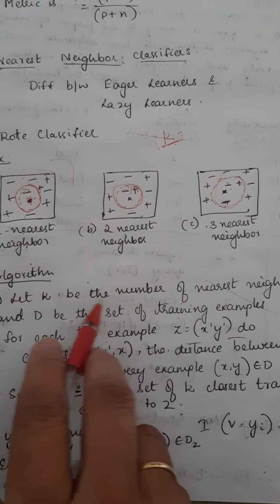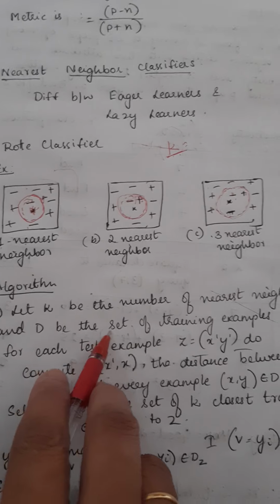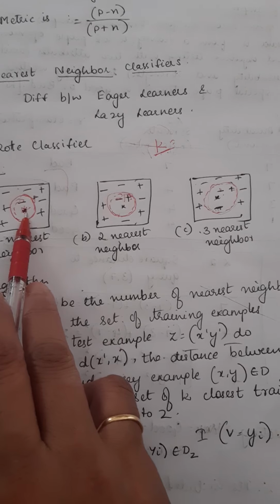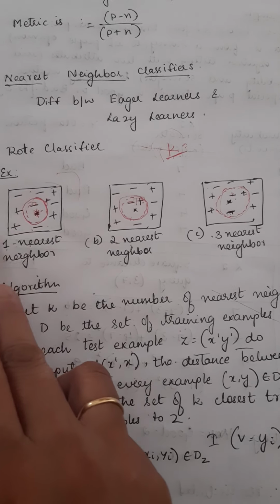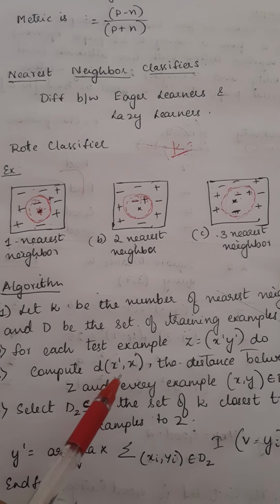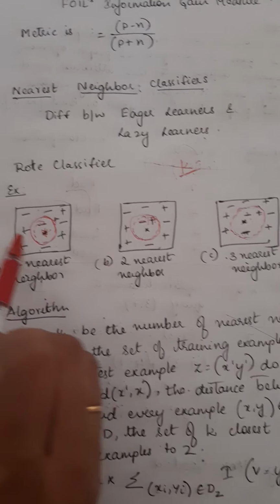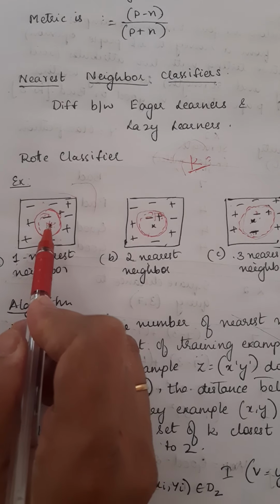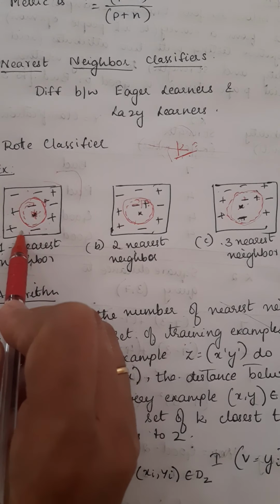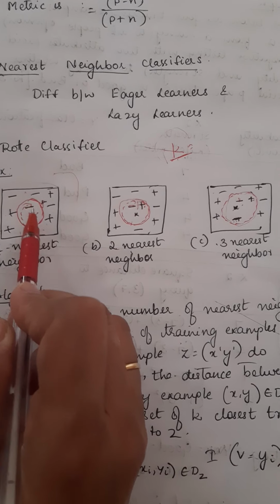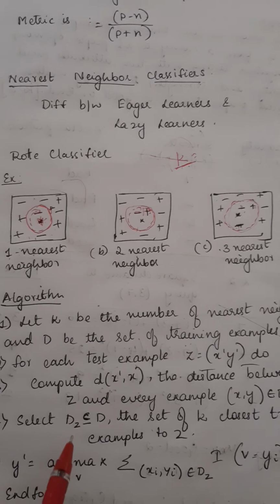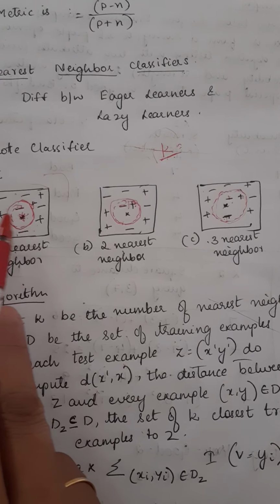So you can see K is the number of nearest neighbors, and D is the training examples. Now for each test example, x, y, you have an x coordinate and a y coordinate, and that is why you are plotting one point over here. For each one, you have to compute the distance d. Distance means if I am taking one nearest neighbor, I will compute the distance from this test point to all the different classes. The one which has the least distance is the class which is closest to me. So that is what you are computing, the distance.